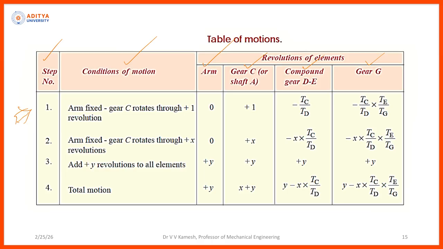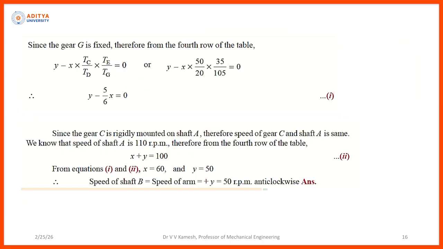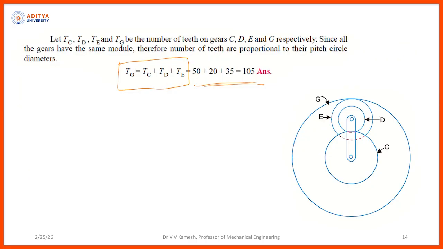So 3 components are there. Now starting with the first one, arm fixed, gear C rotates through one revolution. Okay, gear C rotates with one revolution. What about the DE?